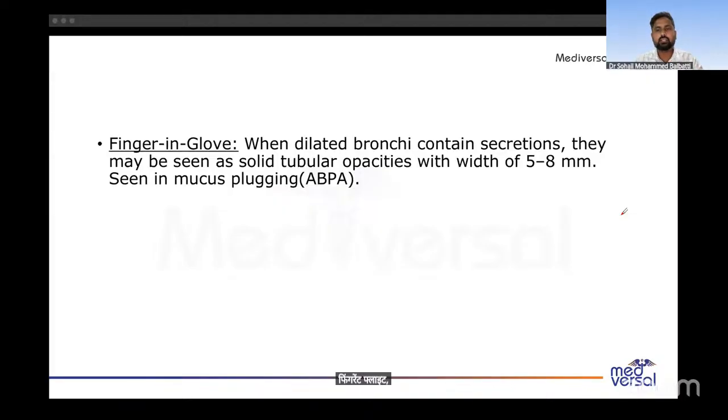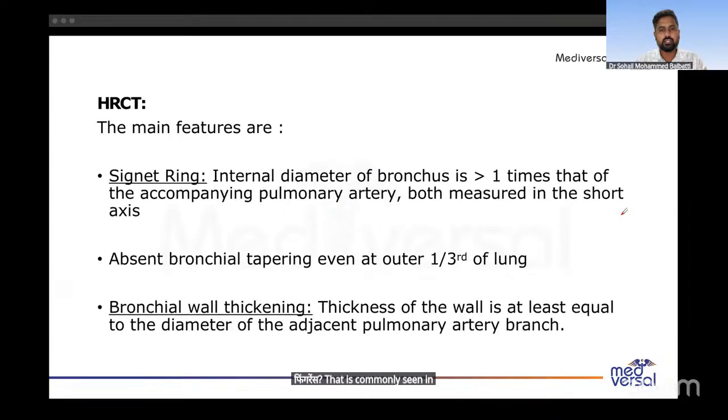So these dilated bronchi contain secretions and they appear as solid tubular opacities. They are very characteristic of mucus plugging, and that is commonly seen in allergic bronchopulmonary aspergillosis.